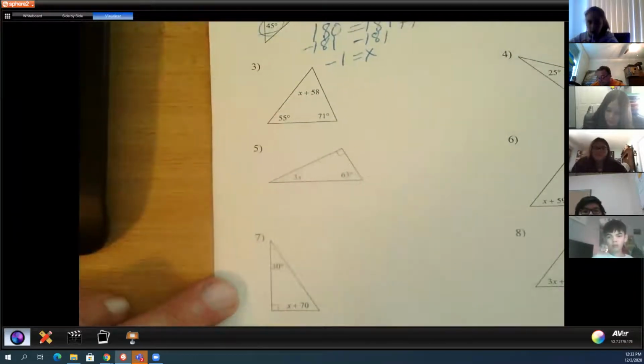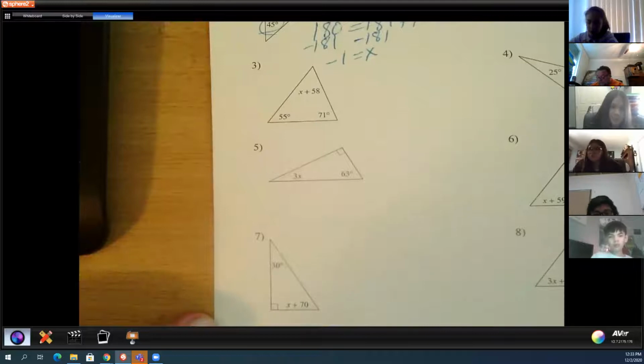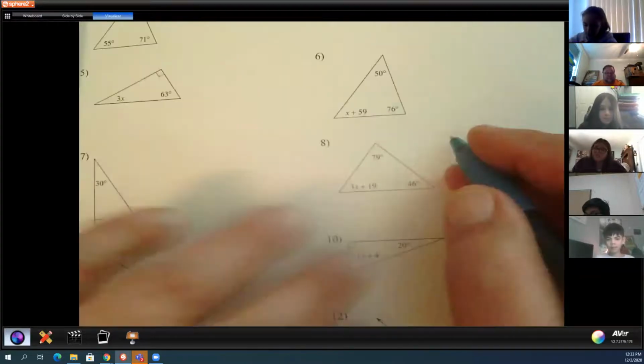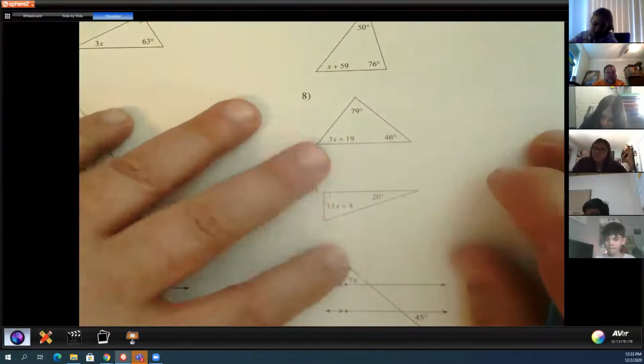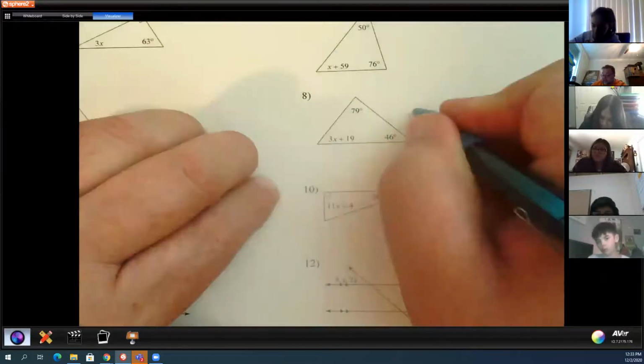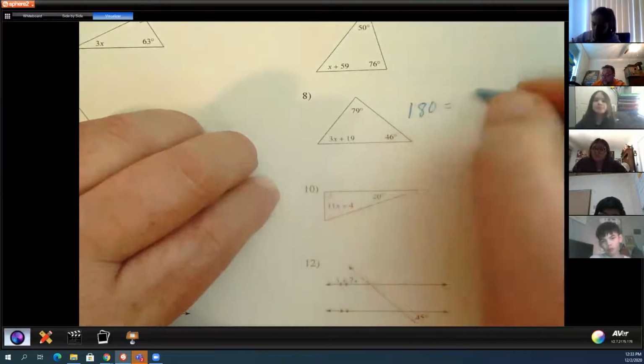Let's take a look at, these are all pretty easy ones, but that's okay. Let's take a look at number 8 then, shall we? So number 8, again, I have three angles. They're going to all add up to 180 degrees.